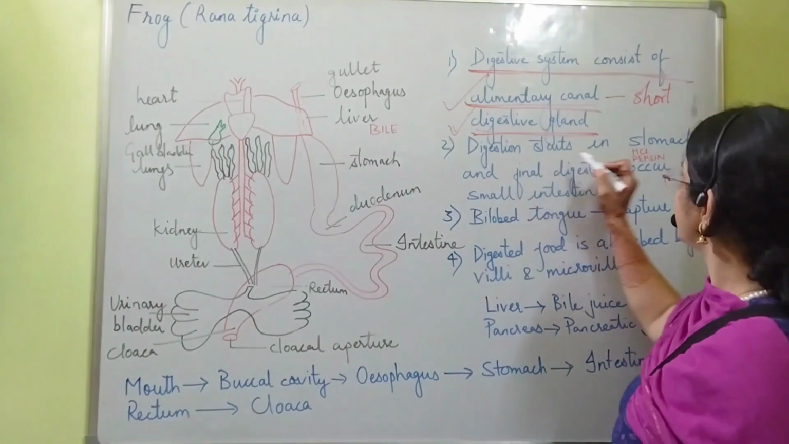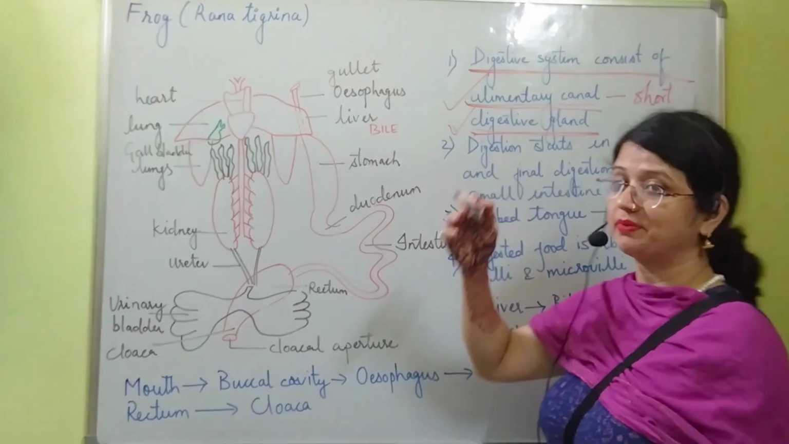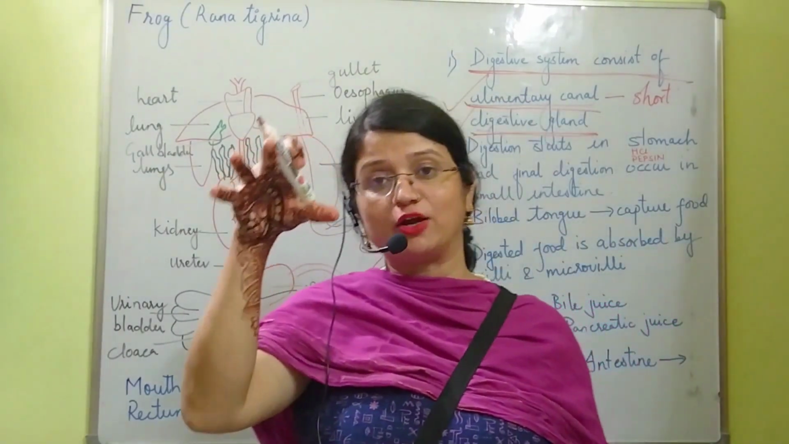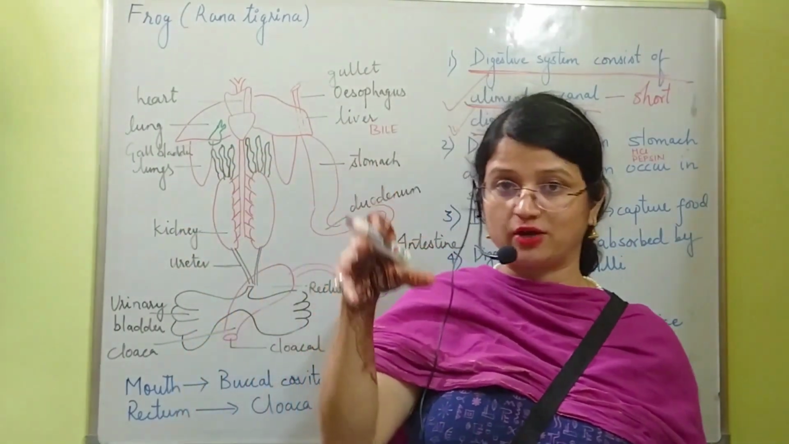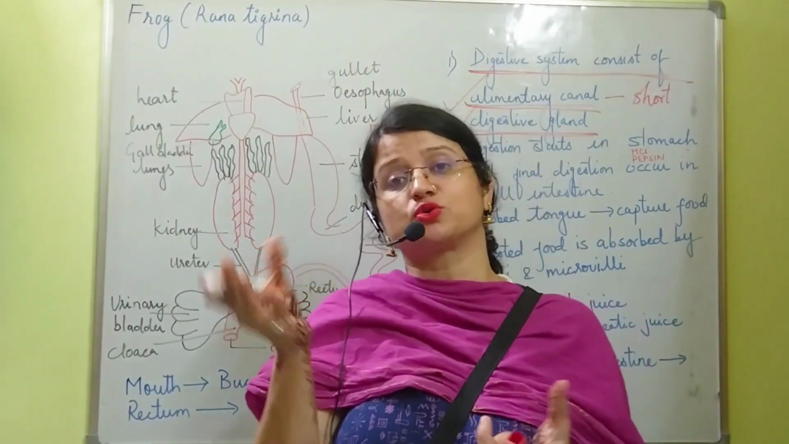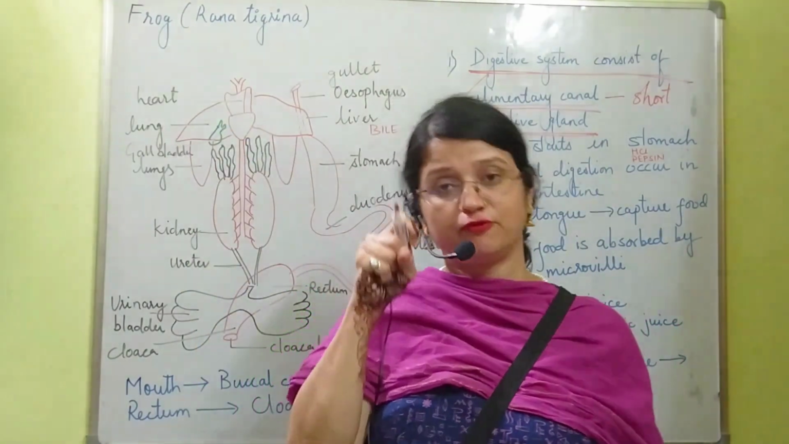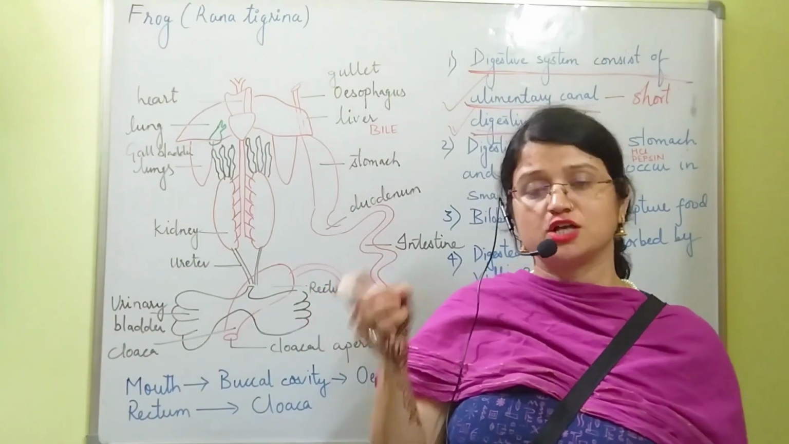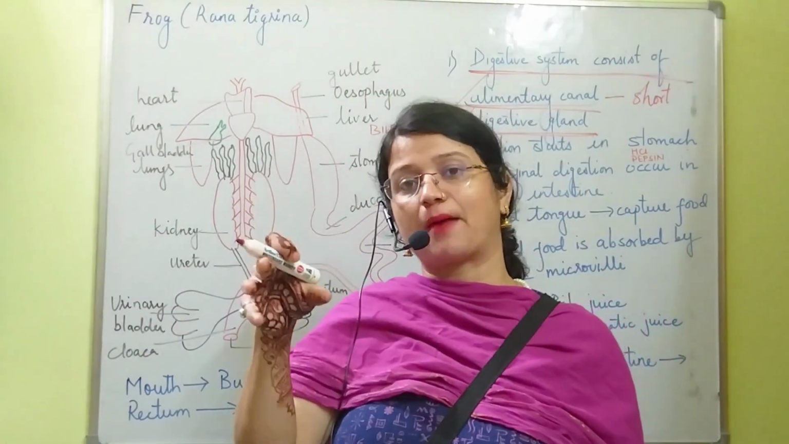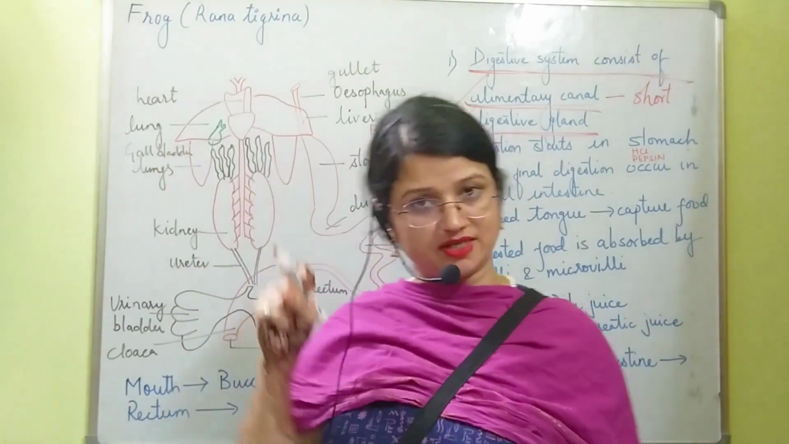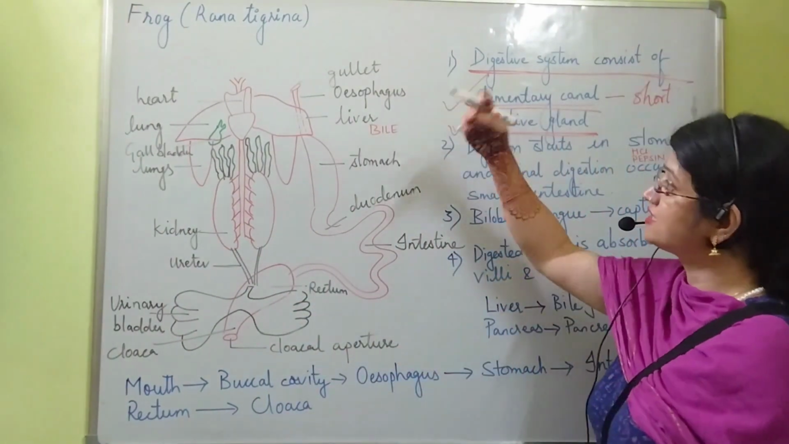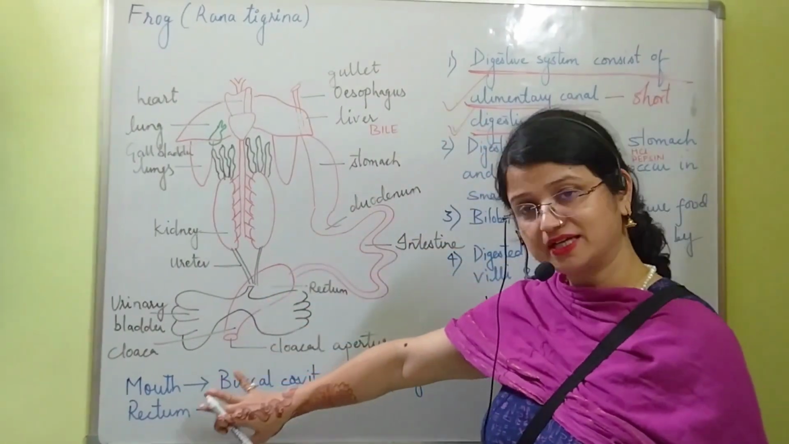Now digestion starts in the stomach. Now what happens? With the help of its bilobed tongue, it has tongue which is bilobed. It is used to capture what? The food. The food could be any insect. So with the help of the tongue, what happens? The frog captures the insect, the food, and it is passed to the buccal cavity.